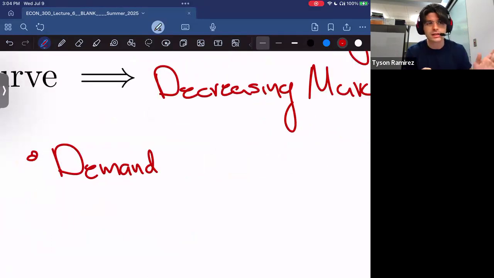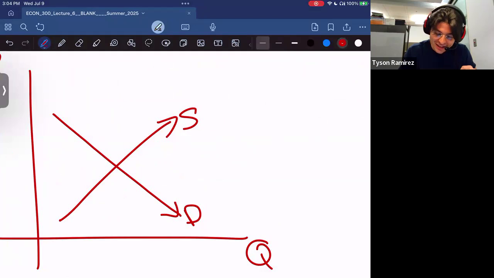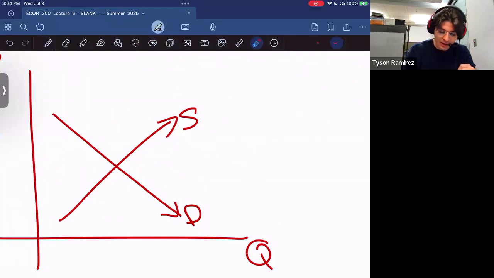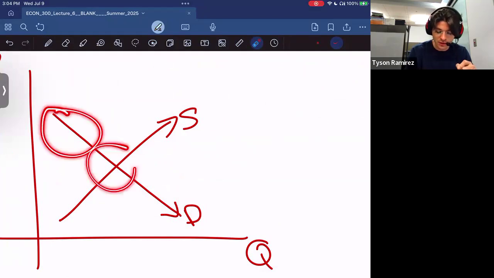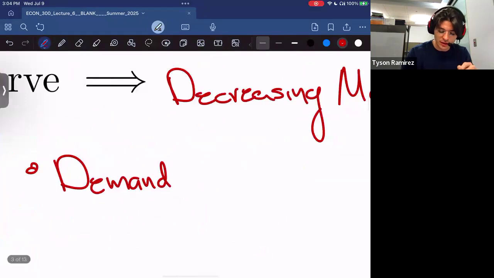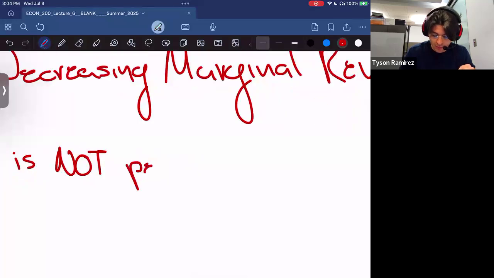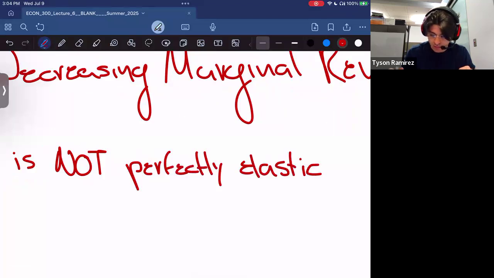I didn't go into this. I kind of skipped a little bit of this, but the idea is that when we're dealing with the downward sloping demand curve, the elasticity of demand, price elasticity of demand, that is, will change depending on the upper portion, the middle portion, or the lower portion. But all I want to say is we would just group all of that into saying that demand is not perfectly elastic. All right.